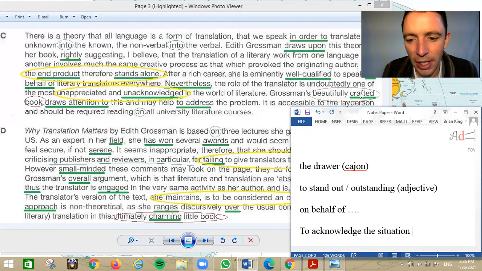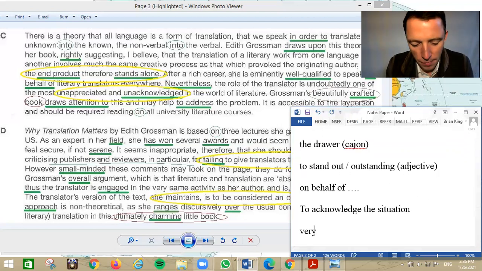Beautifully crafted book. So craft is the job. Your craft is an engineer. Your craft is a painter, but also it's a verb. To craft is like to create. So in the house, you have the glass and you have the barro, the mud, and it's craft, to create. Okay, so crafted book, beautifully created book. It's possible a person is very crafty in a negative situation.